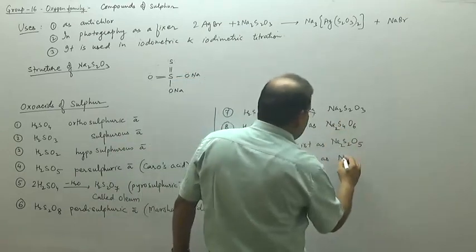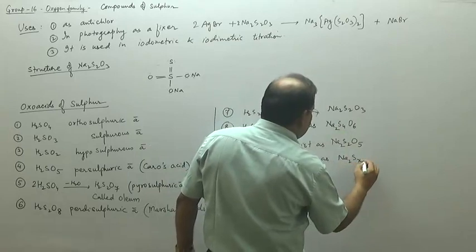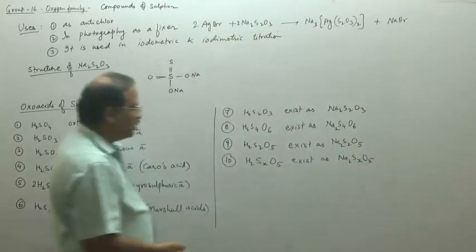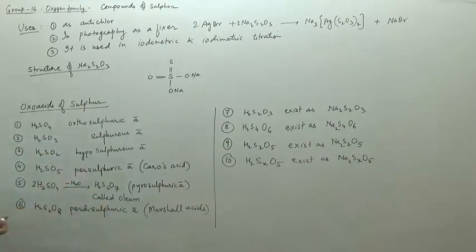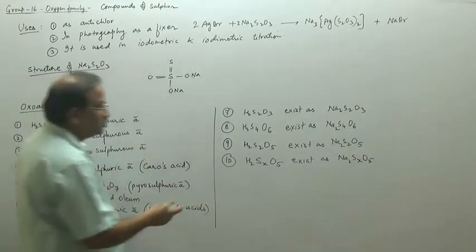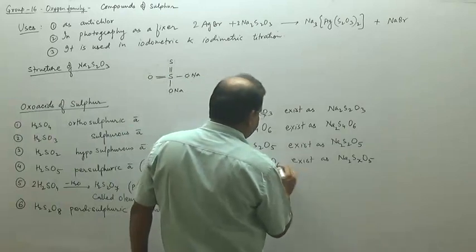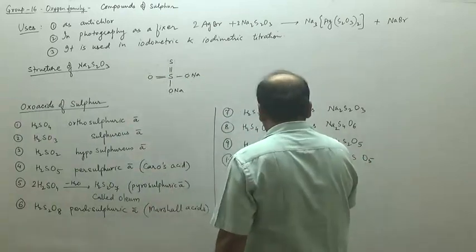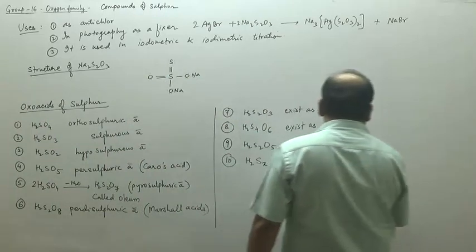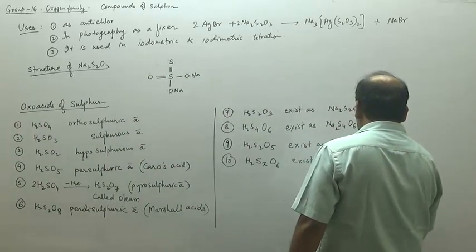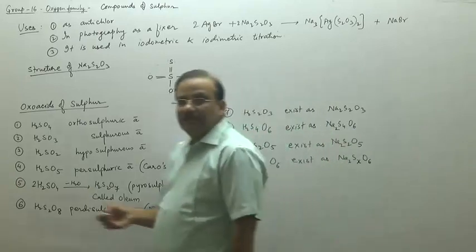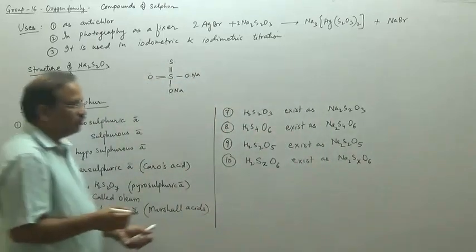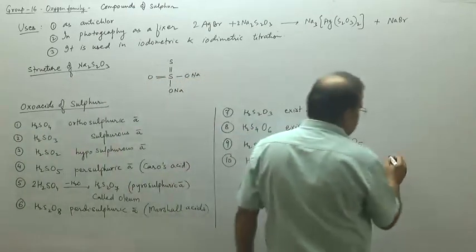So I write that Na2S2OX, where the number of oxygen is 5, and then X can go up to 6. So they will exist like this, where X is from 2 to 6. In that case, the value of X should be less than the number of oxygen.